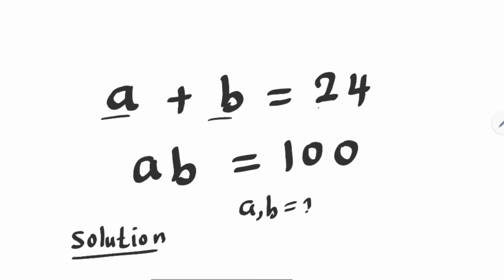A plus B is equal to 24. Let us call this equation 1. AB is equal to 100. Let us call this equation 2.